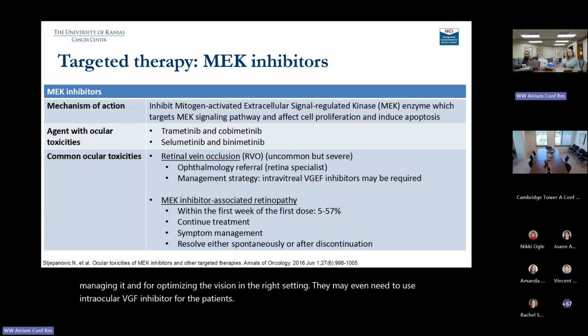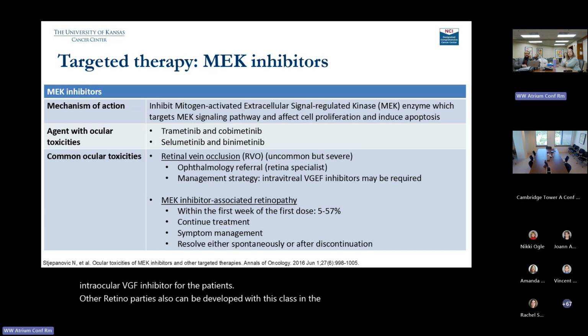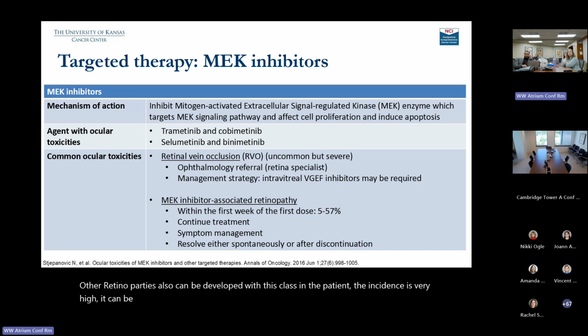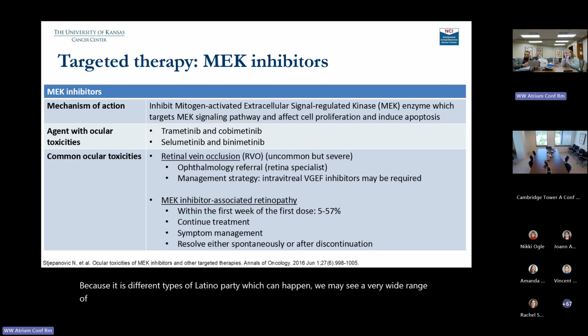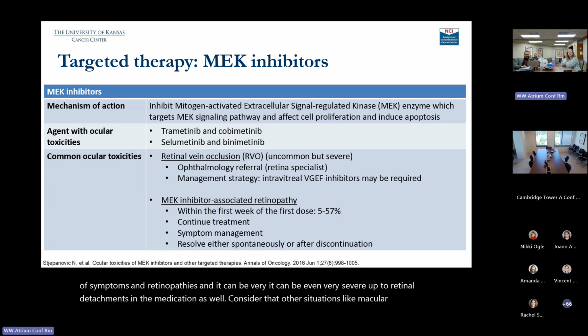Other retinopathies can also develop in patients with this class. The incidence is very high, even up to 57%. Because there are different types of retinopathy which can happen, we may see a very wide range of symptoms and retinopathies. It can even be very severe, up to retinal detachments. Consider that other situations like macular edema and visual disturbance can all happen in these patients.